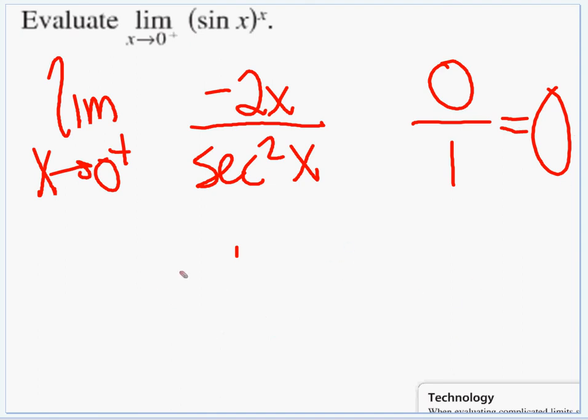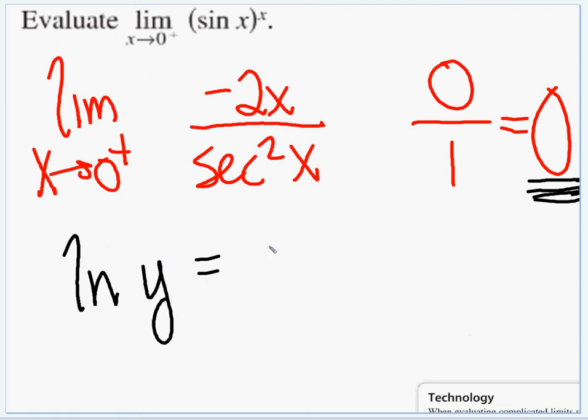Again, if you're on the AP test, and this is multiple choice, that would be multiple choice answer A, and some people might jump right on it, circle it, and move on. But think back to the start of the problem. Our limit is not 0. The ln of y is equal to 0.